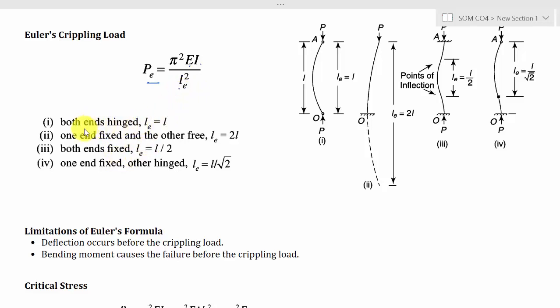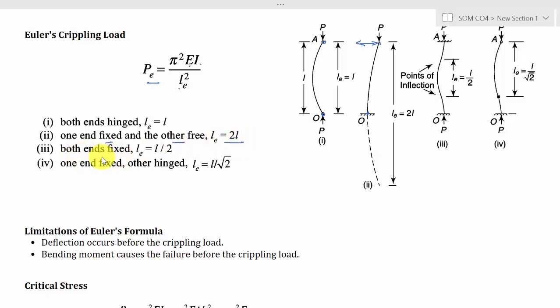The first condition is both ends hinged. When both ends are hinged, then the equivalent length is the same as the length of the column. When one end is fixed and the other end is left free, you can see that this end is fixed and the other end is left free. Left free means it can move in any direction. In that case, the equivalent length is considered as two times the length of the column.